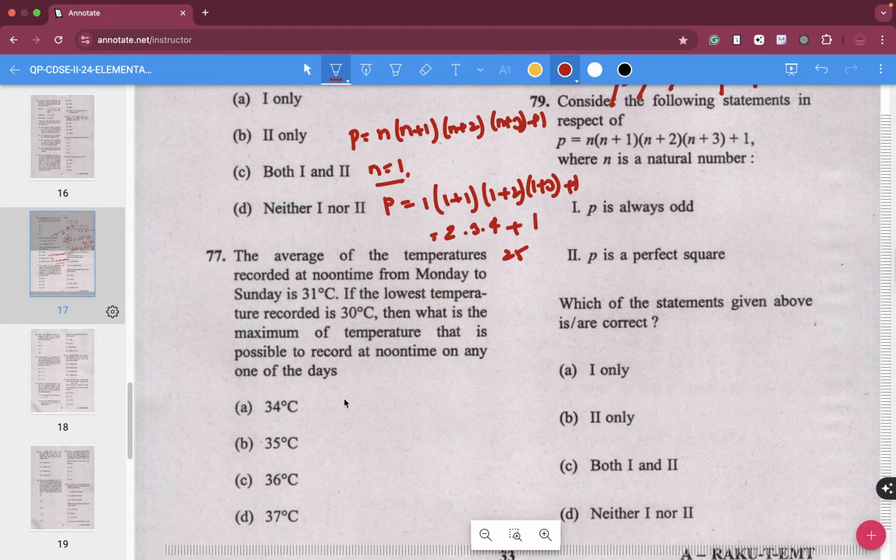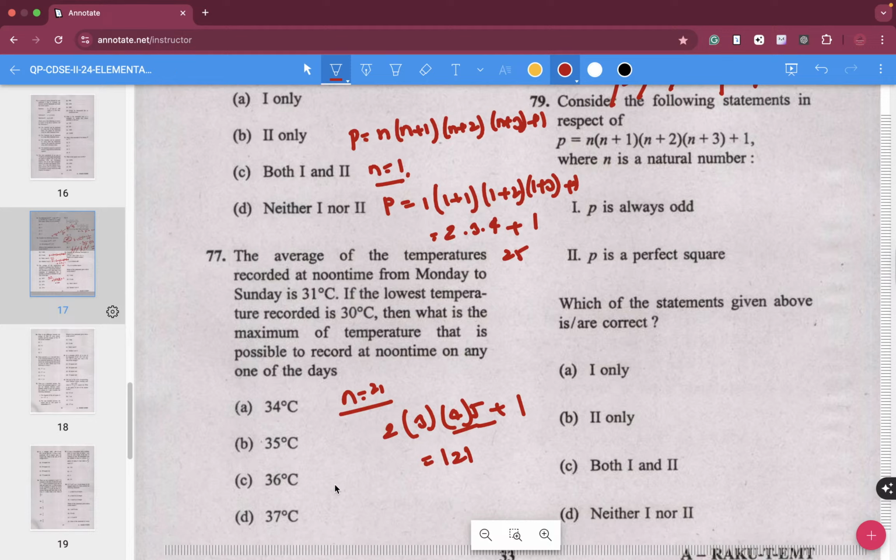Now, if I am saying N = 2, in that case, 2 into (2+1), which is 3, then 2+2 is 4, 2+3 is 5, plus 1, right? So this is 5 into 4, that is 20, 20 into 3 is 60, plus 1, that is 121 over here, folks.